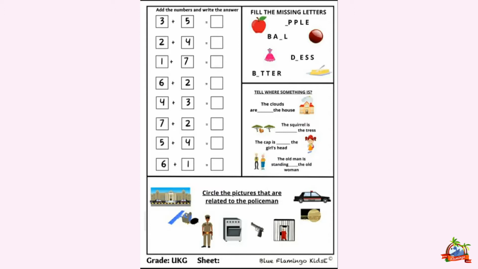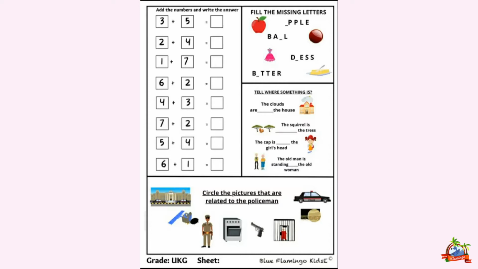2 plus 4. Suppose 2 birds are sitting on the branch. Branch means टहनी, शाखा. Okay. So two birds are sitting on the branch and 4 more have come. 4 birds और आ गई. Then how many birds will be there on the branch? कितनी birds हो जाएंगी branch पे?